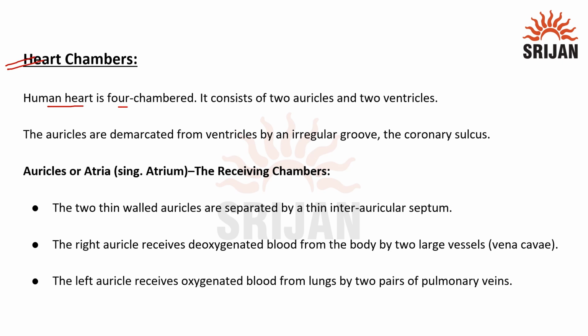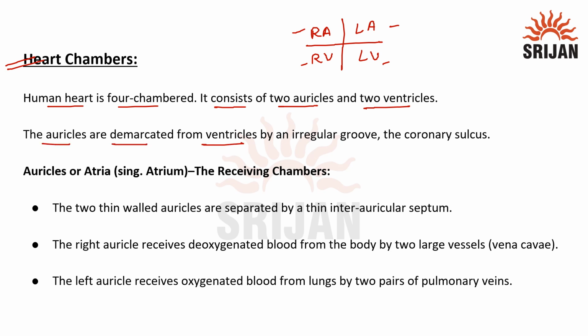Let's understand about heart chambers. The human heart is four-chambered. It consists of two auricles and two ventricles. Consider this to be the human heart. So it has a right atrium, right ventricle, left atrium and left ventricle. So these are the four chambers. Two are auricles and two are ventricles. The auricles are demarcated from the ventricles by an irregular groove, the coronary sulcus.